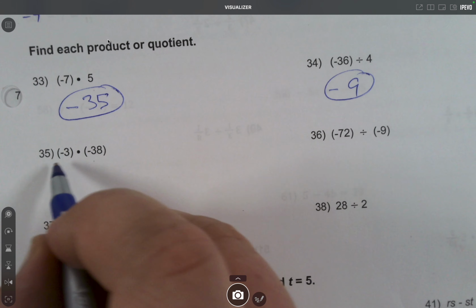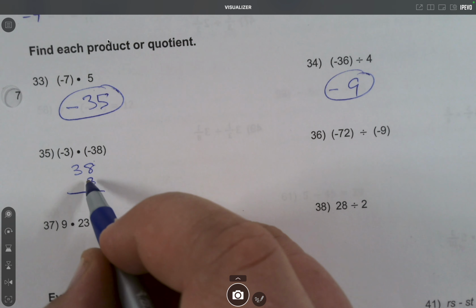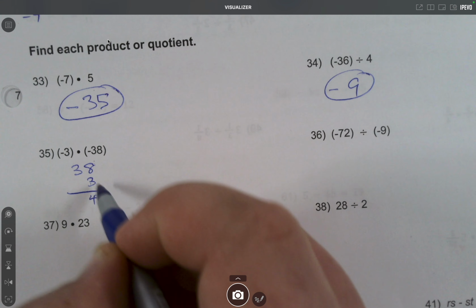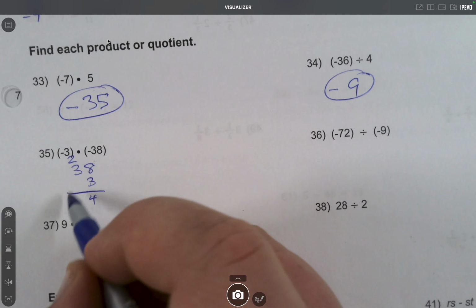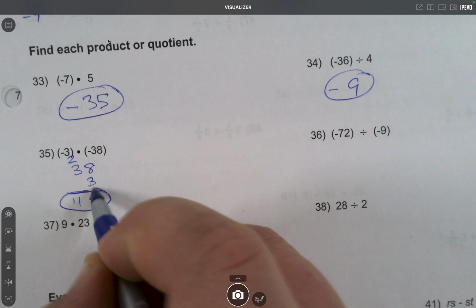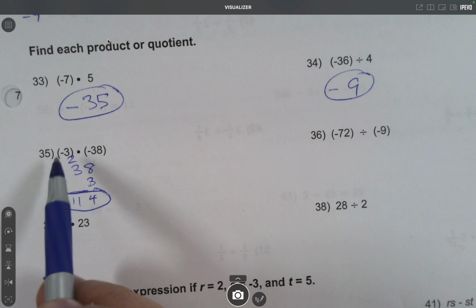Okay, here our answer will be positive because we're doing a negative times a negative. 3 times 8 is 24. Put a 2 on top. 3 times 3 is 9, plus 2 is 11. So we get a positive 114, and it's positive because they have the same sign.